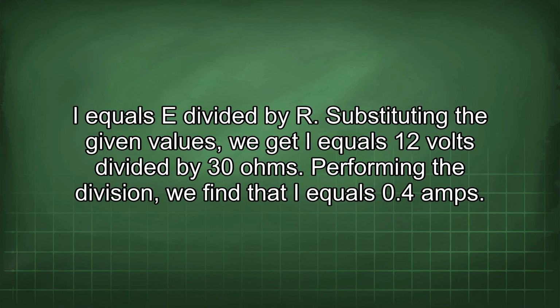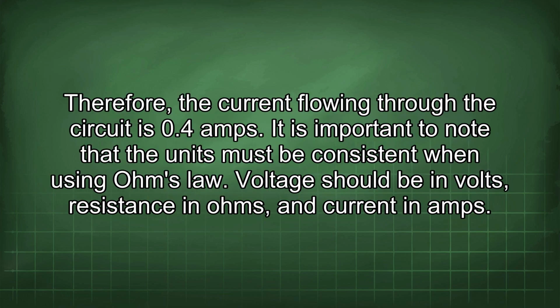I equals E divided by R. Substituting the given values, we get I equals 12 volts divided by 30 ohms. Performing the division, we find that I equals 0.4 amps. Therefore, the current flowing through the circuit is 0.4 amps.